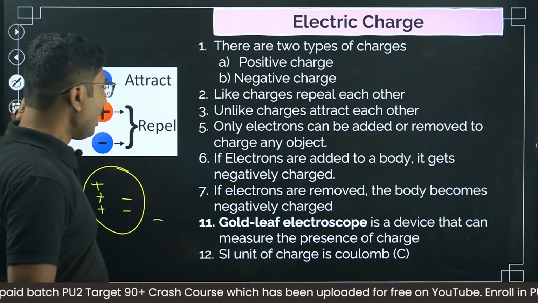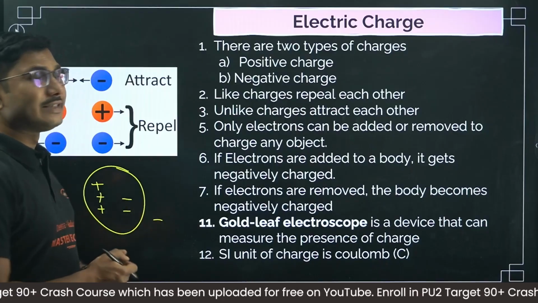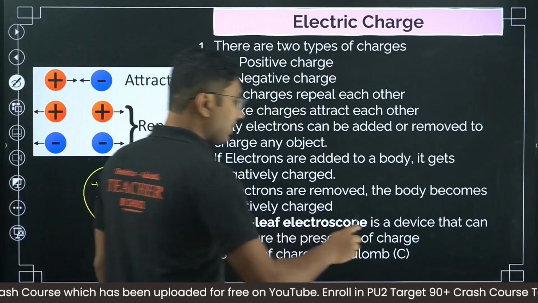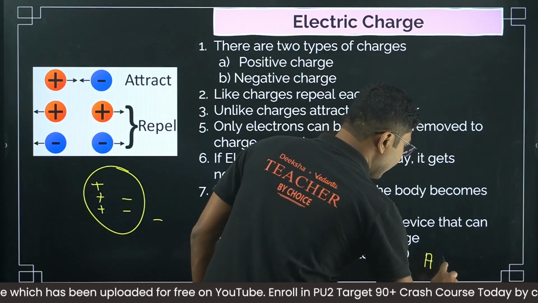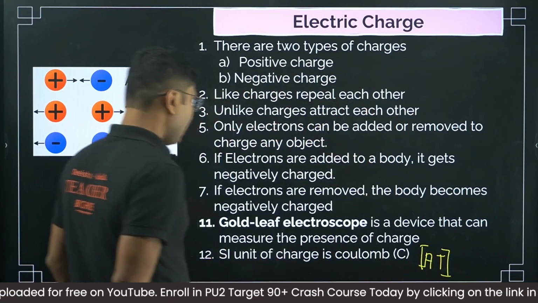Now let's continue. The SI unit of charge is Coulomb, right? And its dimension is ampere into time, A into T. A into T is the dimension of charge, right?